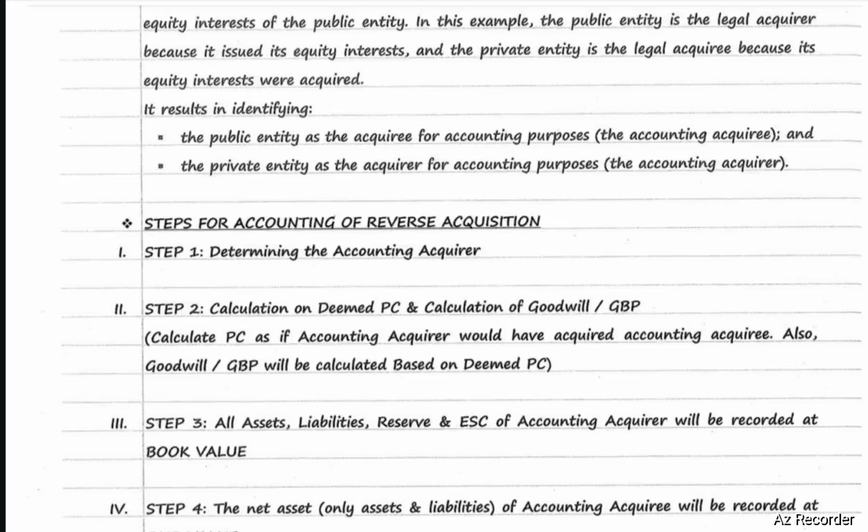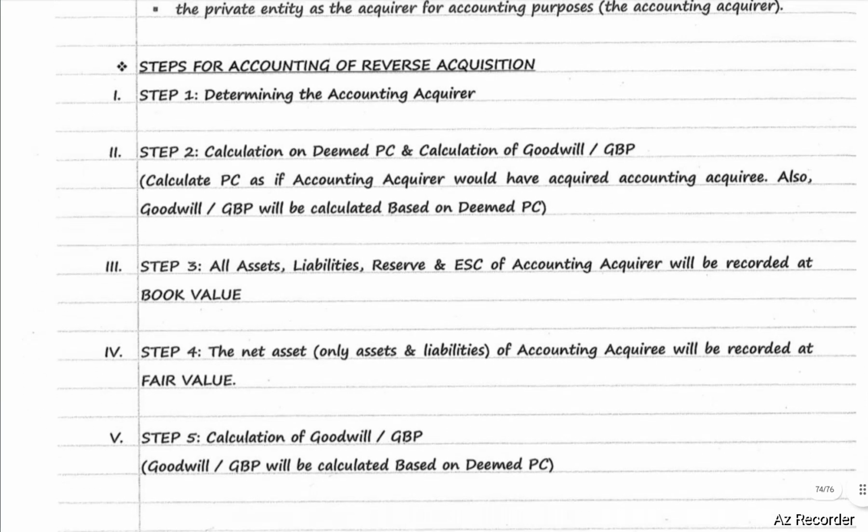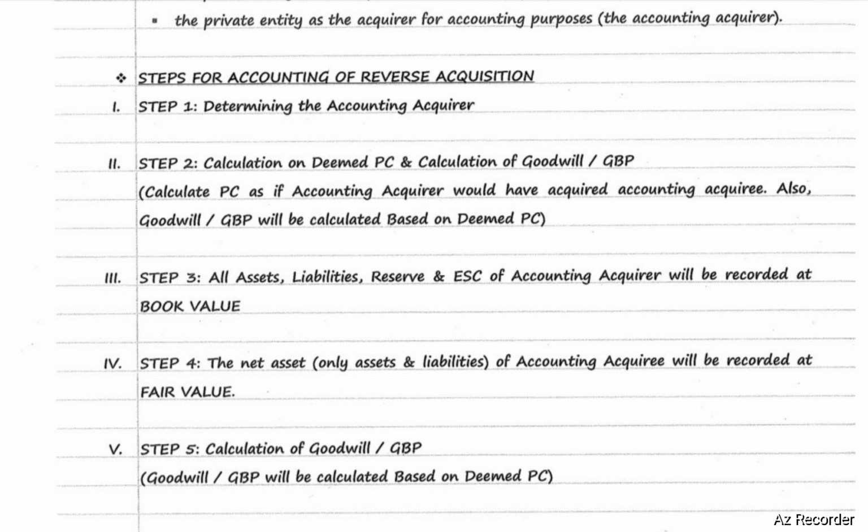Steps for accounting on reverse acquisition. There are 5 steps. Step number 1, determining the accounting acquirer. Step number 2, calculation of deemed PC, deemed purchase consideration, and calculation of goodwill or gain on bargain purchase. Calculate purchase consideration as if the accounting acquirer would have acquired accounting acquiree. Also, goodwill or gain on bargain purchase will be calculated based on deemed PC, deemed purchase consideration. Step number 3, all assets, liabilities, reserves, and equity share capital of accounting acquirer will be recorded at book value.